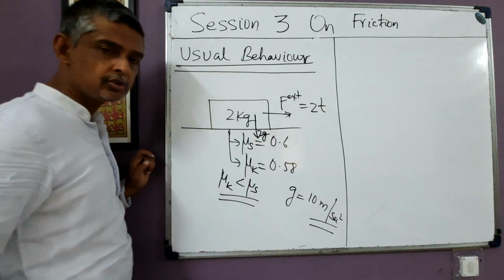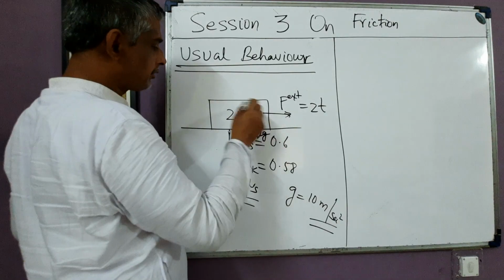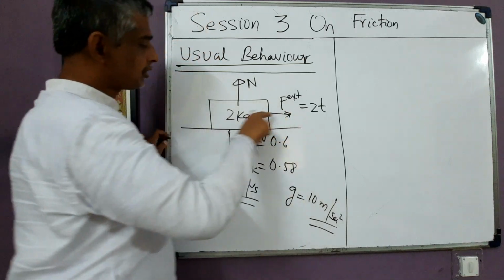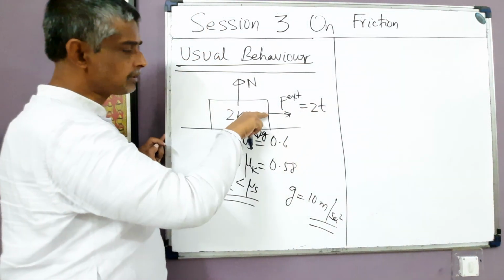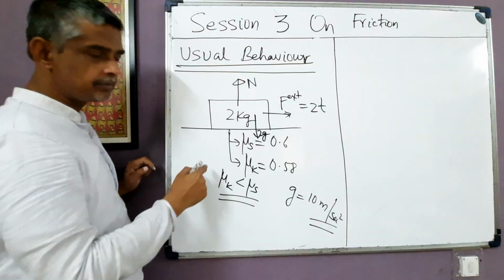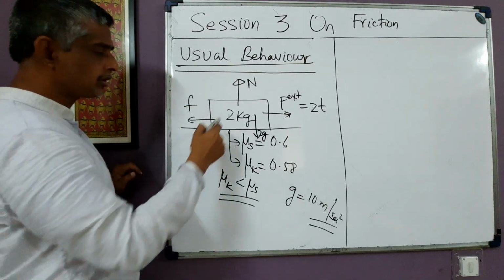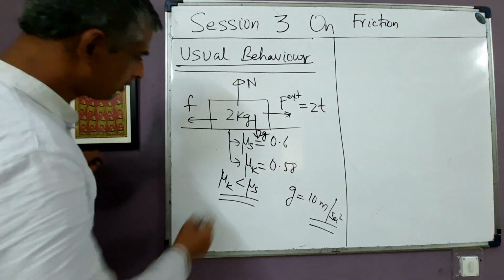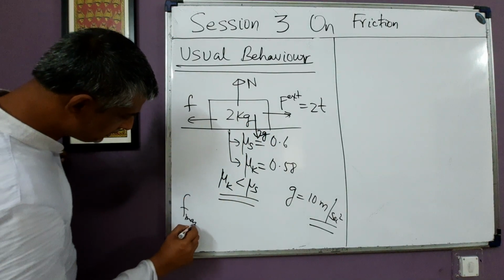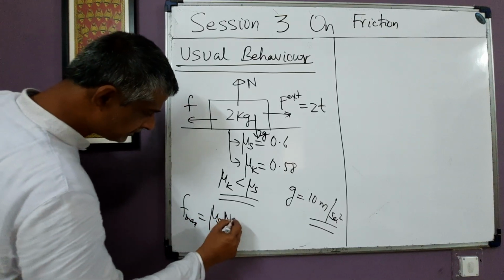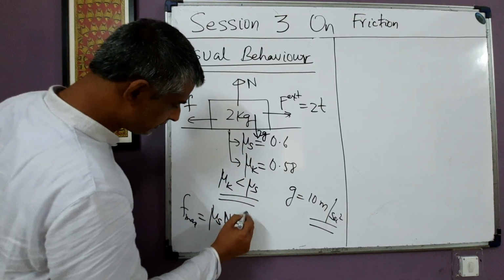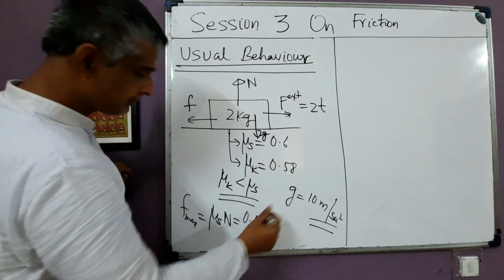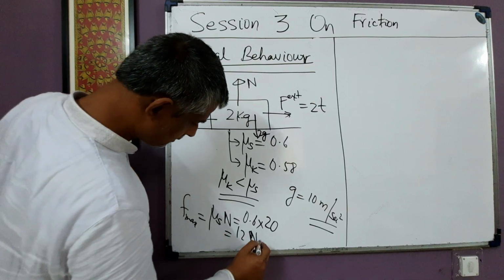One weight 2g acts, which is 20 Newton in downward direction. The ground exerts a normal force N on the block in upward direction. And this external force tries to cause the block to slip that side. So there is a tendency for slip. So the surface will exert a friction force small f on the block in leftward direction, opposite to the direction of tendency for relative slip. Now what is the force of limiting friction between these two bodies? It is just equal to mu s N. Mu s is how much? 0.6. Normal reaction is how much? 20 Newton, 2g. That is simply 12 Newtons.